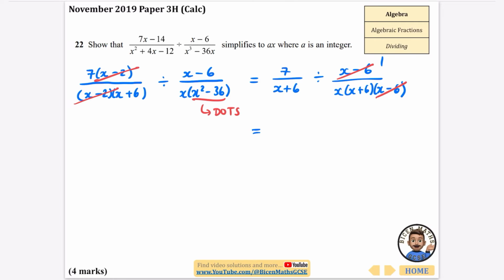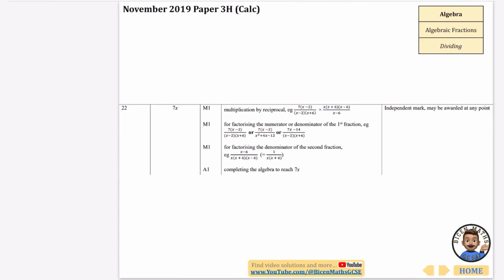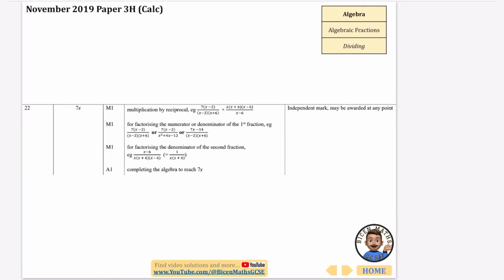So we're now going to do the keep, flip, change. We're going to keep this, we're going to flip this one over so that it's x brackets x plus 6 over 1, and we're going to change it from a divide to a multiply. Now this x plus 6 here can cancel with this x plus 6 here, so that what we are left with is just 7x divided by 1, and 7 divided by 1 is just 7, so we get the answer 7x. And we feel pretty confident that's good because it told us it simplifies to just ax, where a is an integer, and we do get that 7x for that part there.